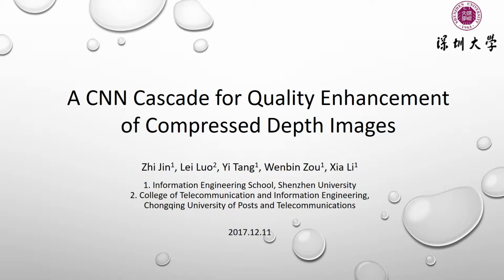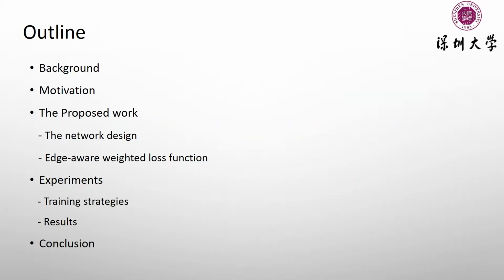Okay, let's go back to the topic. A CNN cascade for quality enhancement of compressed depth images. This work will be introduced from 5 perspectives. Firstly, I would like to give a brief introduction about some related background. The next is the motivation of this work. Then the details of the proposed work will be given. After that, I will show you some experimental results, and at the end, I will conclude this work.